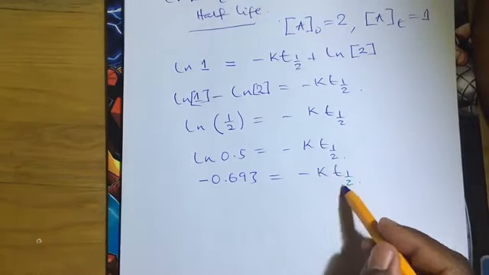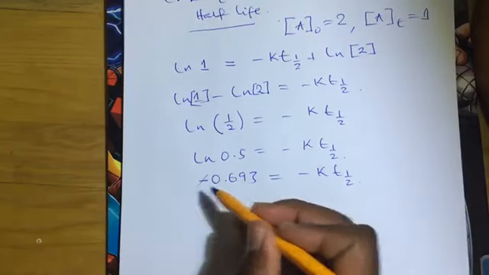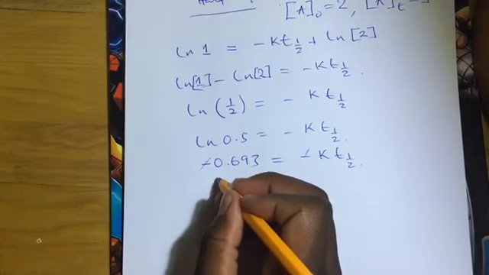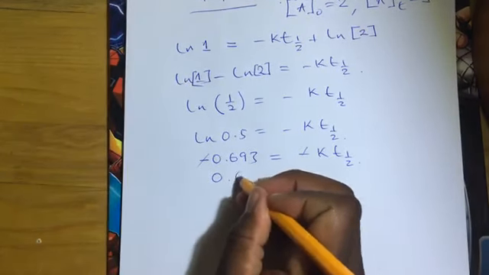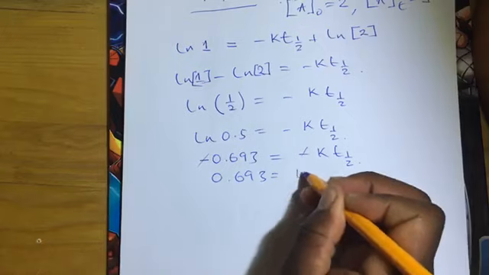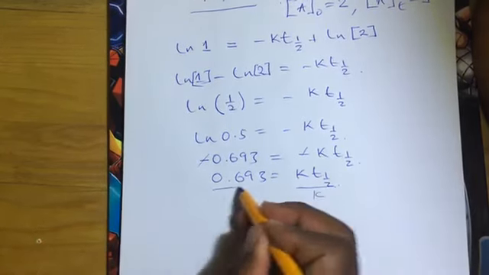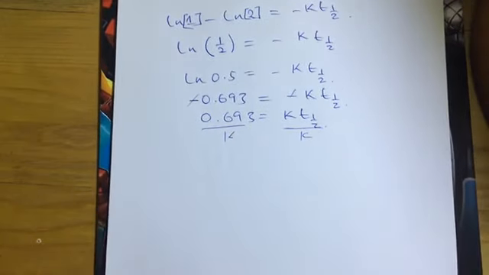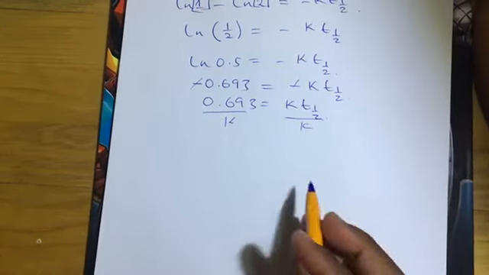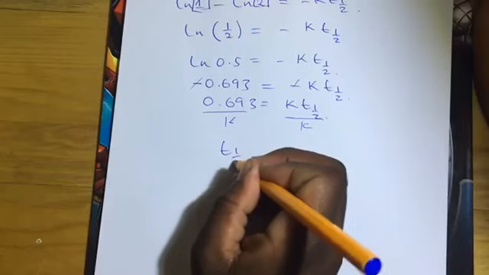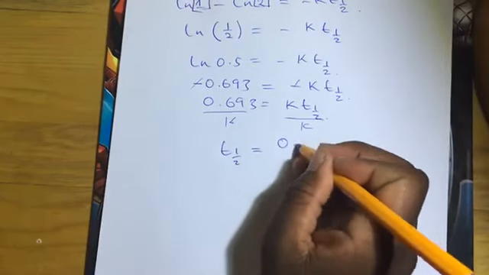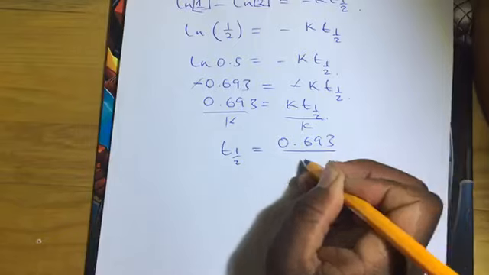Then I need to make t half the subject of the formula. The negative will cancel out. I'll be left with 0.693 is equal to kt half. So I'll divide both sides by k. The equation for half-life of a first order reaction is going to be t half is equal to 0.693 divided by k.